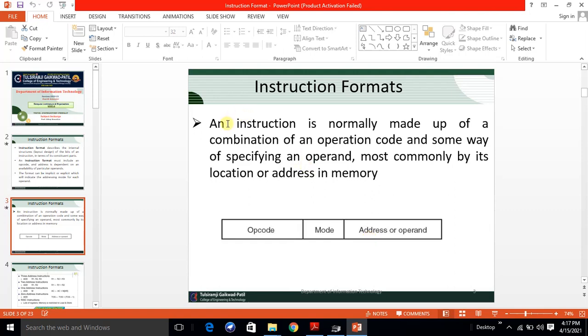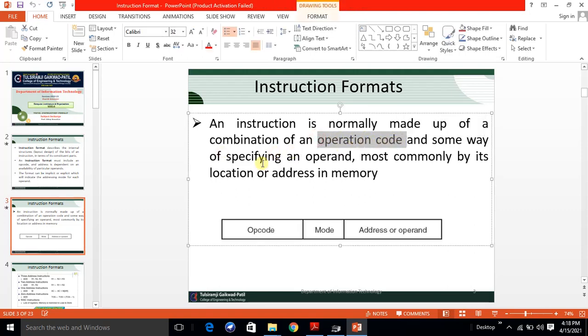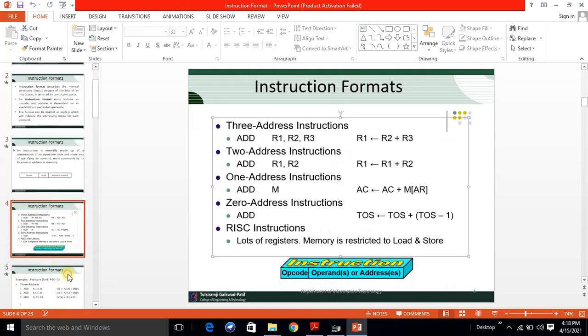That's why an instruction is normally made up of a combination of an operation code and some way of specifying operands. The operation code and the operand are very important. Suppose we have add R1, R2. It has the opcode and operand, so it is called an instruction. Instructions are again divided into different types.